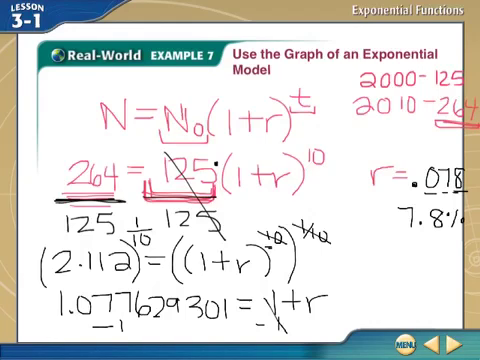Now, what we need to do is write our model, which is basically go back and rewrite this equation with our rate and our initial population so that we can use this equation to predict the population of the deer in any year that we wish.